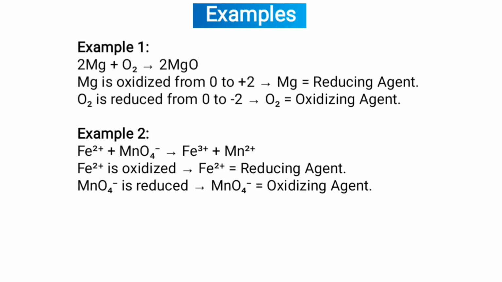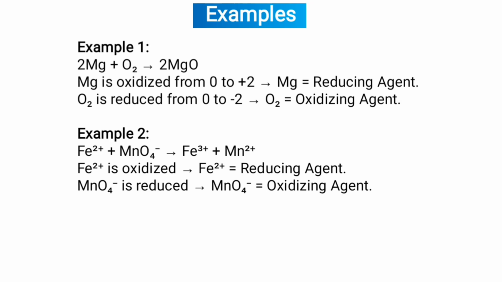Now, examples. Example 1: 2 Mg plus O2 gives 2 MgO. Magnesium is oxidized from 0 to plus 2, so magnesium is the reducing agent, and O2 is reduced from 0 to minus 2, so O2 is the oxidizing agent.